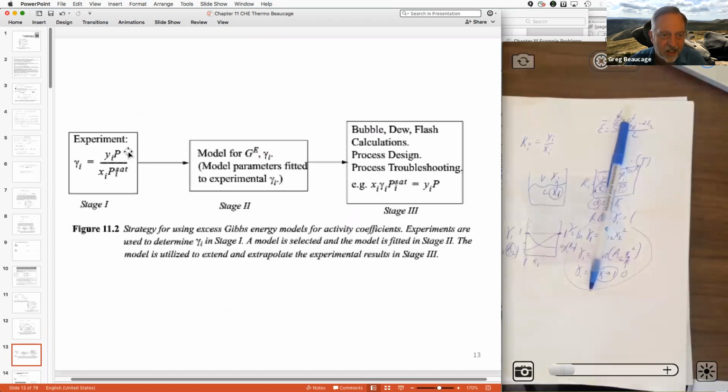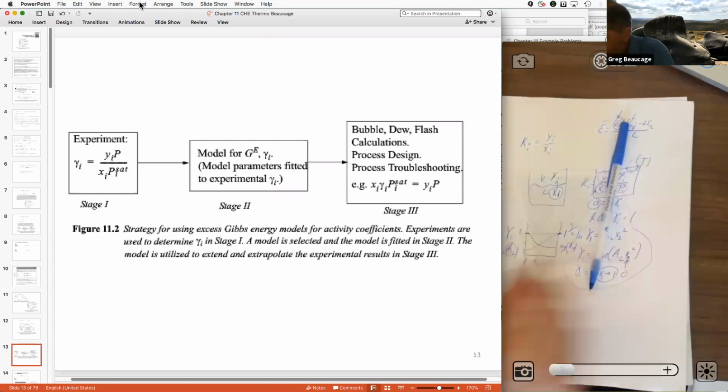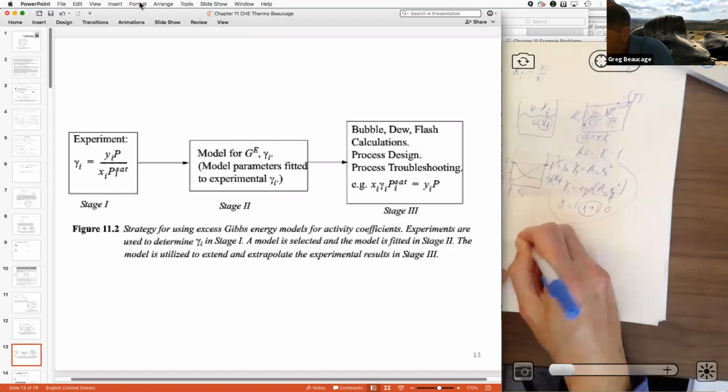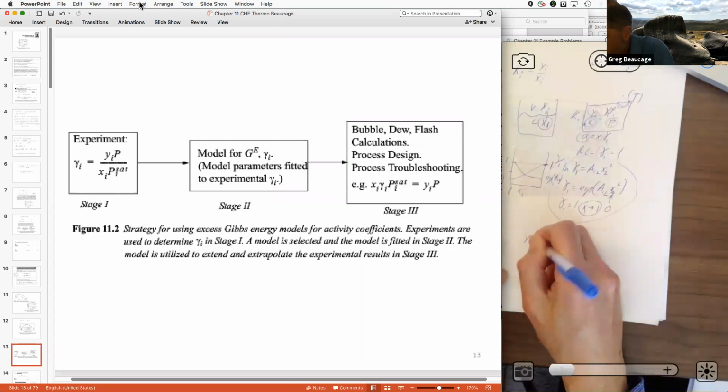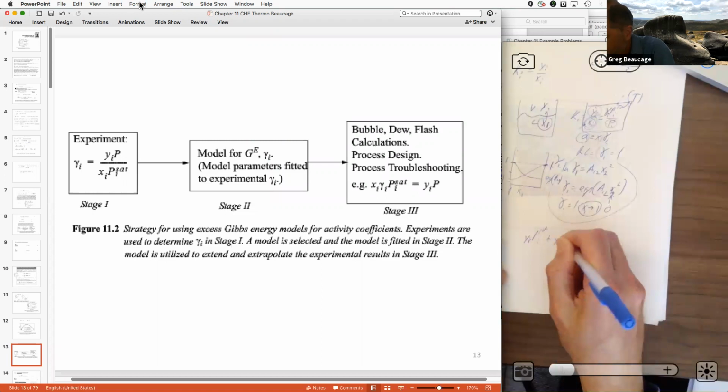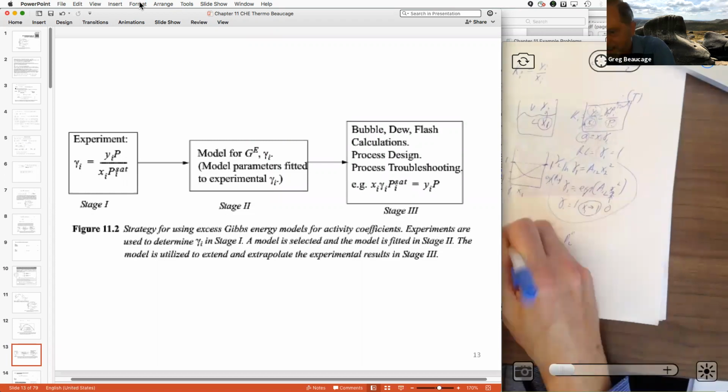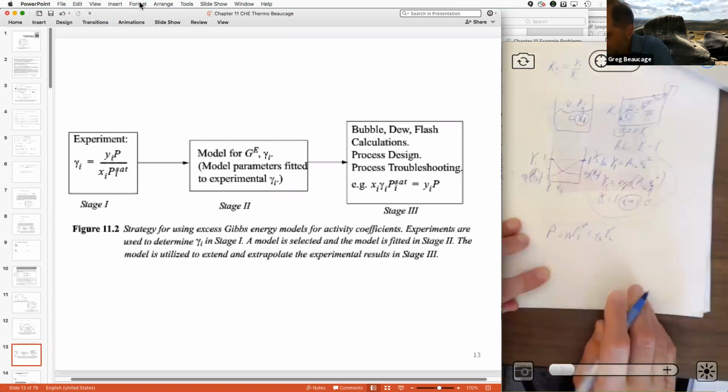Anyway, so the strategy is to get the gamma somehow with whatever information you have. And this could be iterative. You might know P, but you have to iterate this thing to get P right. So you can calculate P as the sum of the Y's: Y1 times P sat 1 plus Y2 times P sat 2, and so on, is going to give you P. That's our general rule.